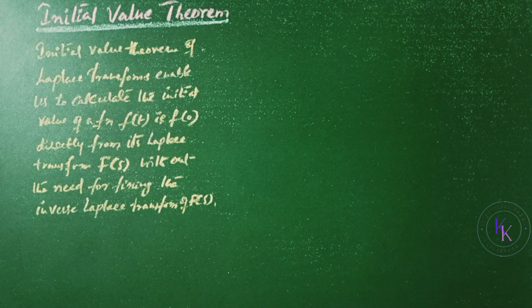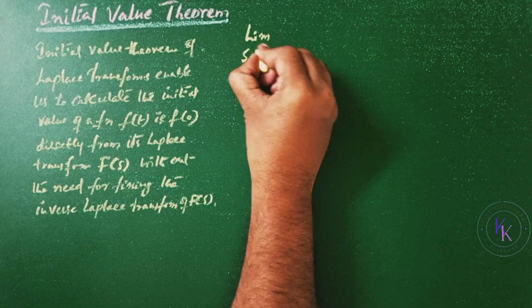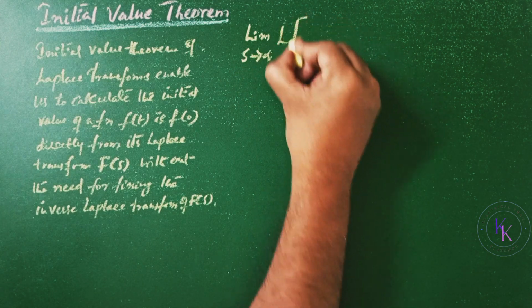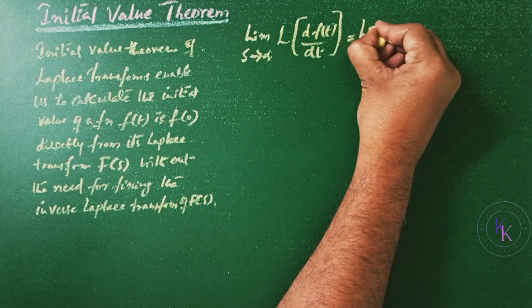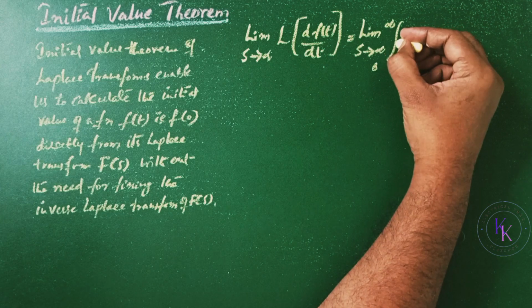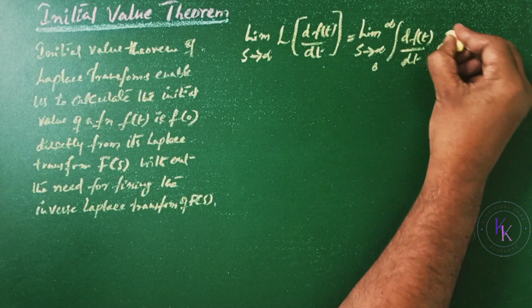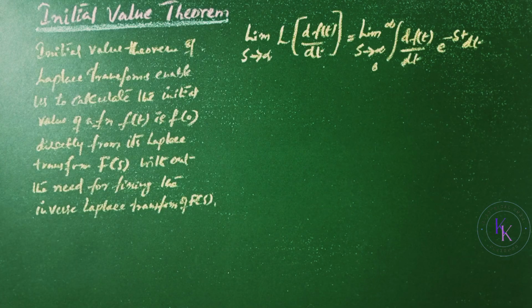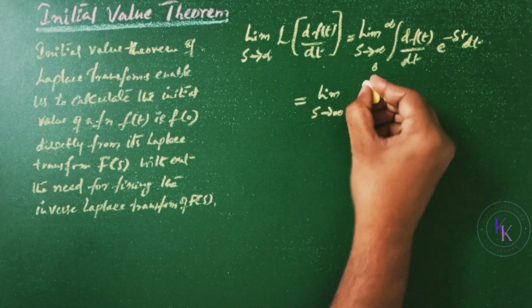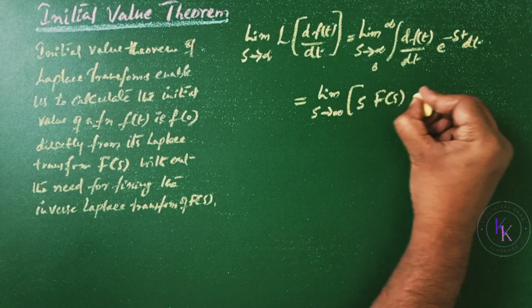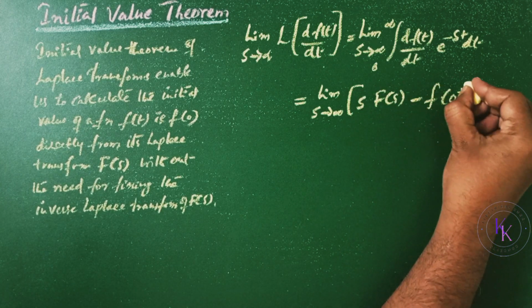The direct Laplace transform of a derivative, d f of t by dt, with the limit s tends to infinity, that is limit s tends to infinity of the Laplace transform of d f of t by dt, is given by limit s tends to infinity of the integral 0 to infinity d f of t by dt e power minus st dt. On the topic of Laplace transform of the derivative, we found that this value equals limit s tends to infinity of s F of s minus f of 0 plus.